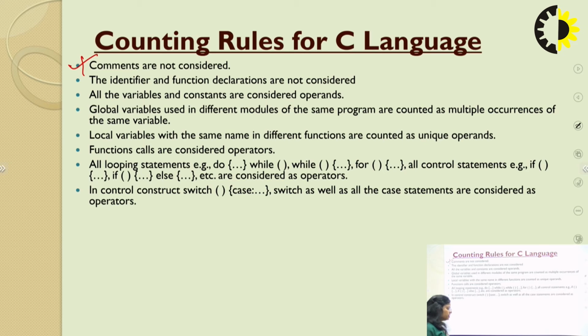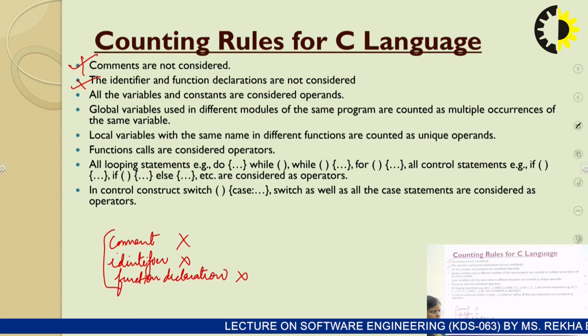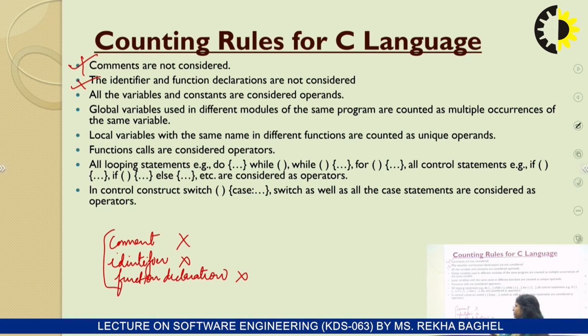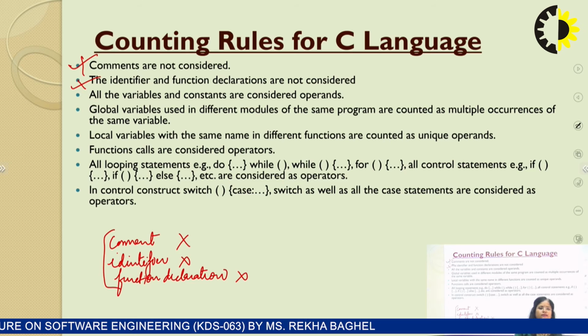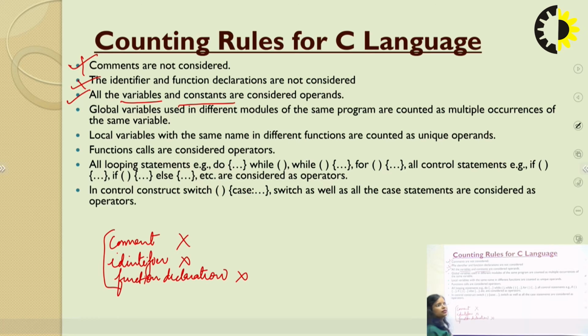If you encounter any identifier and function declaration, those are also not considered. So comments, identifiers, and function definitions and declarations are not considered. These are the important points. If you encounter any one of these things, you will ignore it. Next, if you find any variable and constant, it will be considered as operands.